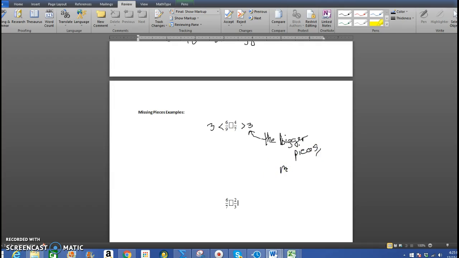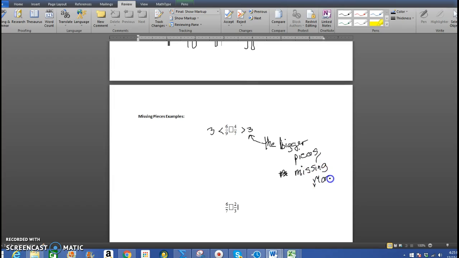So if those are bigger pieces, then this pizza, if you're going to keep going with the pizza analogy, is missing more than the other pizza. And if it's missing more than the other pizza, then that makes this the bigger fraction.